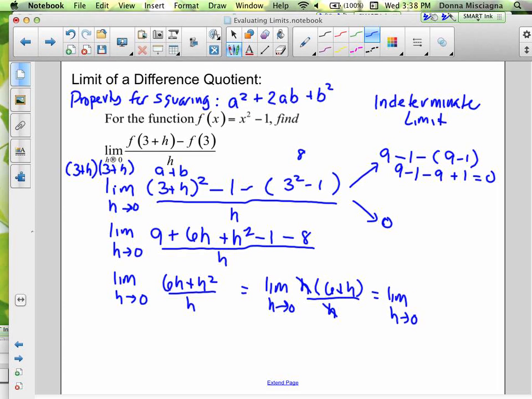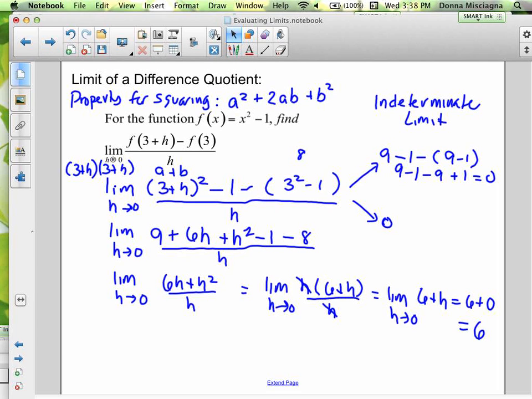H approaches 0 of 6 plus h. So that's just going to be 6 plus 0, or just 6. Right? And so now we have found the limit of this difference quotient. So that means that as h gets closer and closer to 0, the value of our function is getting closer and closer to 6. Does it mean the value of the function is going to equal 6 at some time? No, it doesn't. It just means that we're going to get closer and closer to 6.